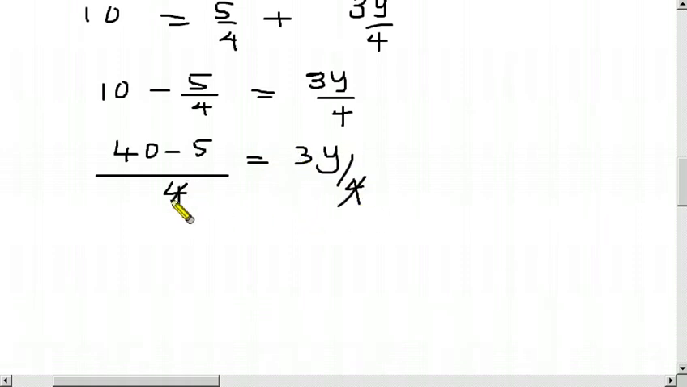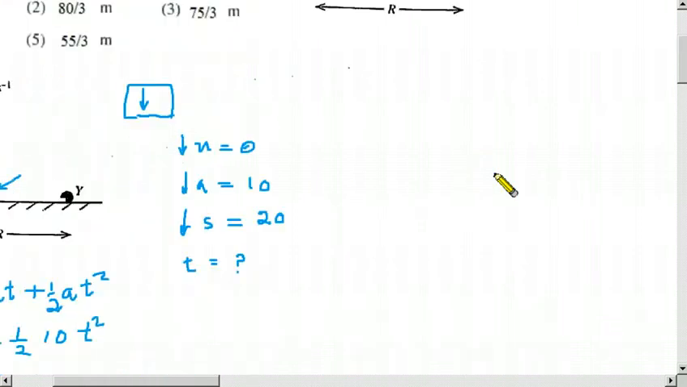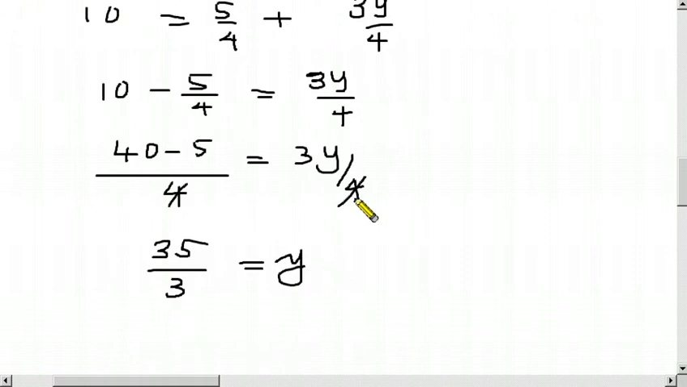Then 4 cancel, 35 divided by 3 equals y. So that is the velocity of this piece B. This one piece, no, what did they say, x and y. So this one is capital Y, this one is capital X. So now we know the velocity this way.